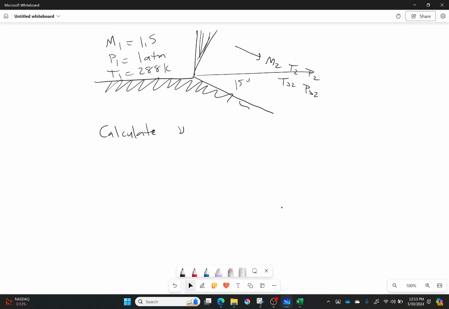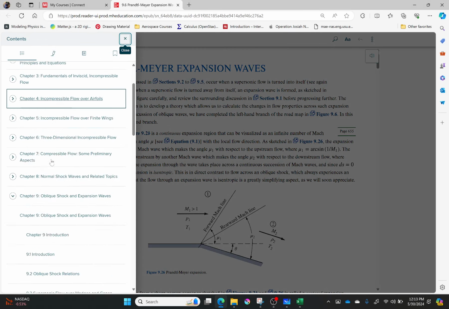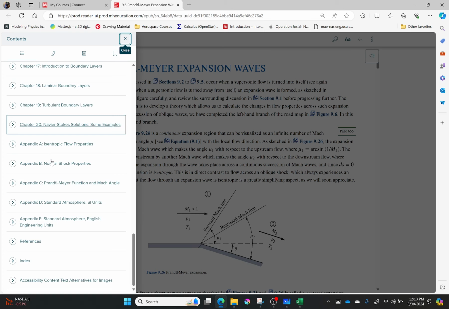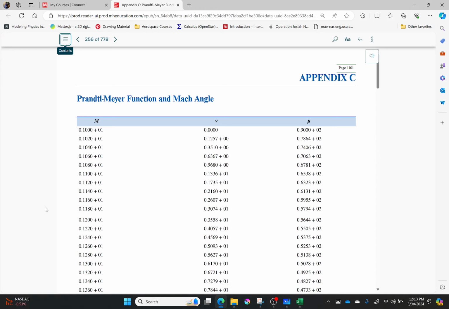So we're going to calculate nu. How do we do that? Well, we're going to go to the tables. Why? Because tables are awesome. Why not use the tables, everybody? Give tables a chance. So here I am in a textbook, McGraw-Hill Connect. I'm going to go to Appendix C this time. Appendix B was for normal shocks. Appendix A is for isentropic flow. Appendix C is for the Prandtl-Meyer function, as well as the Mach angle. Don't deal with that as much, but it's sometimes important.